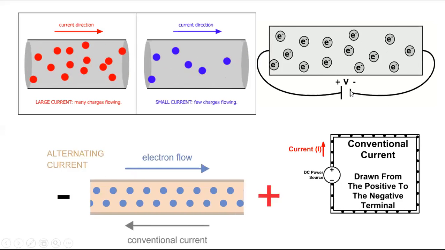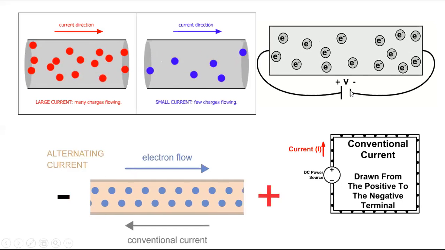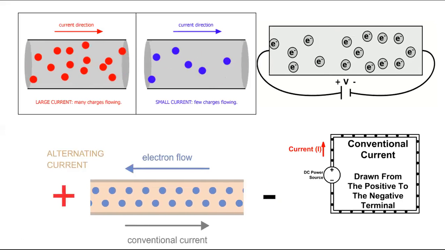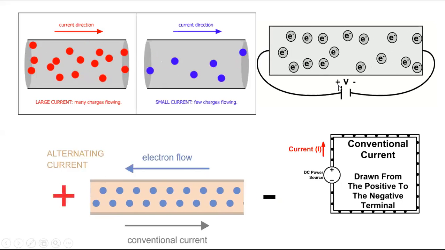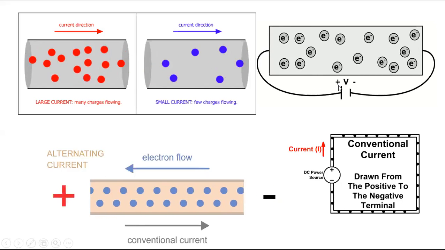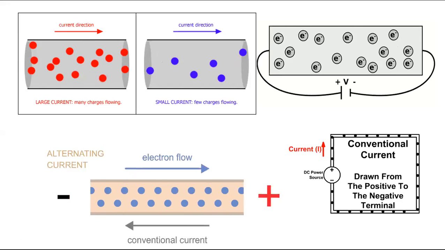Electrons are repelled by negative polarity or the negative terminal. They travel from negative terminal to positive terminal. Terminal means end point. Okay. So remember all of you, electrons always flow from negative terminal to positive terminal.